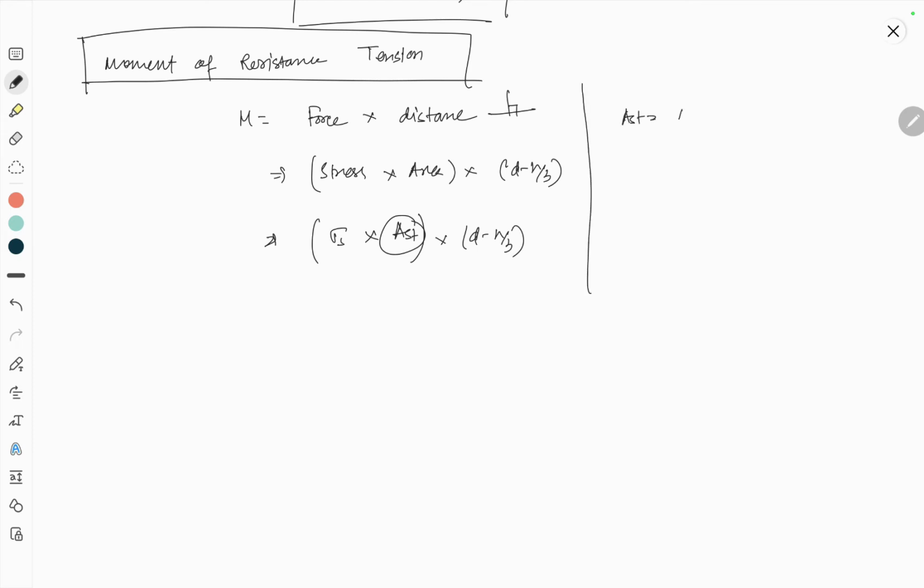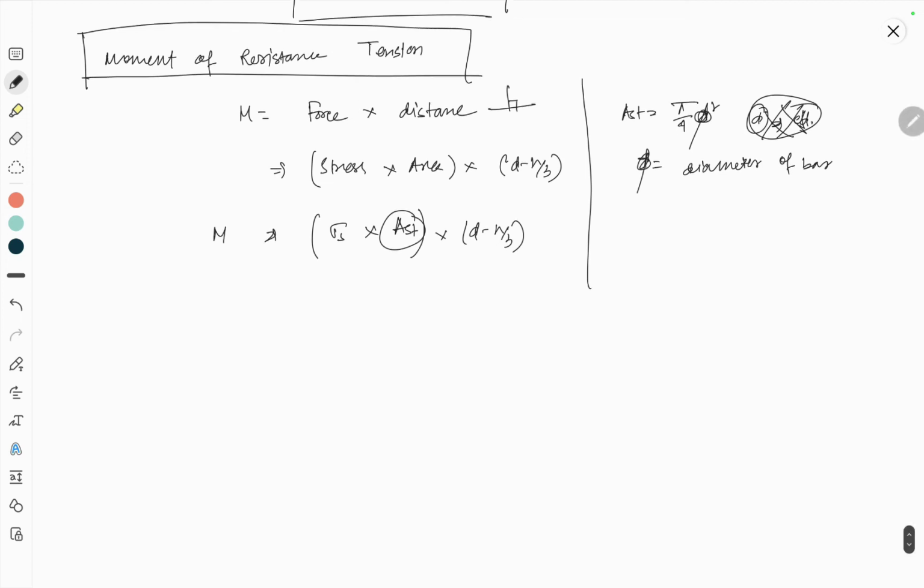And how do you find the Ast? Ast equals pi by 4 d square, where d is, or you can say phi square, phi being the diameter of the bar. You can say d, but d is more universal, known as the effective depth. That is why I am not writing d as the diameter of the bar, and am using phi as the diameter of the bar. So this is your moment of resistance due to tension.